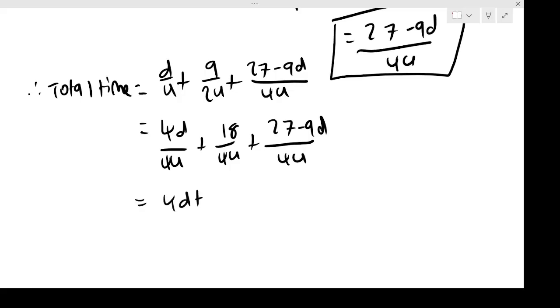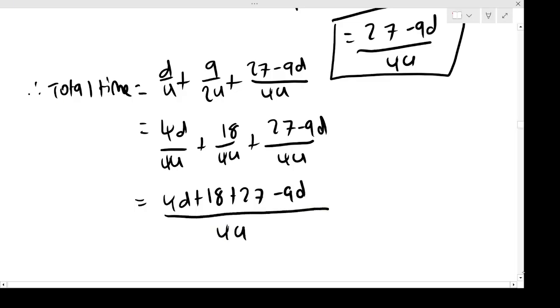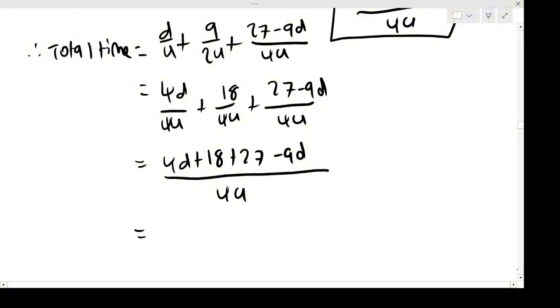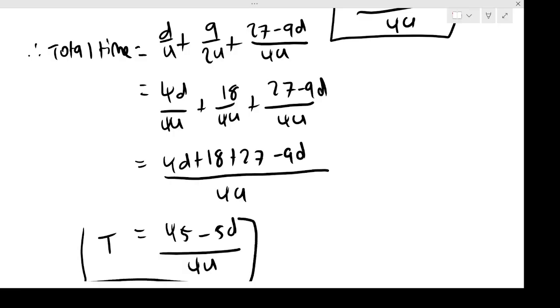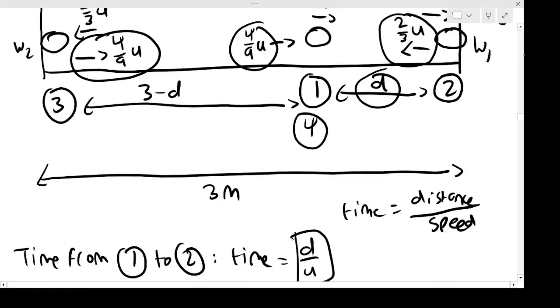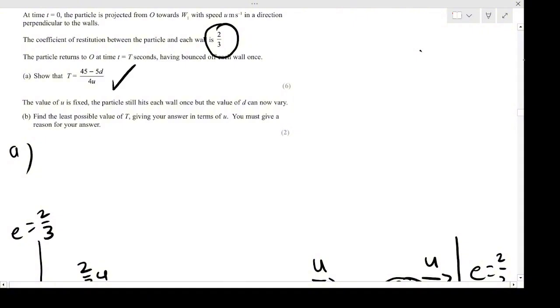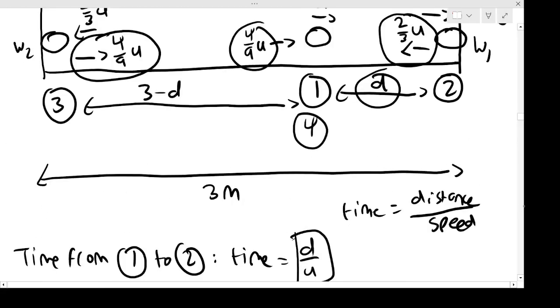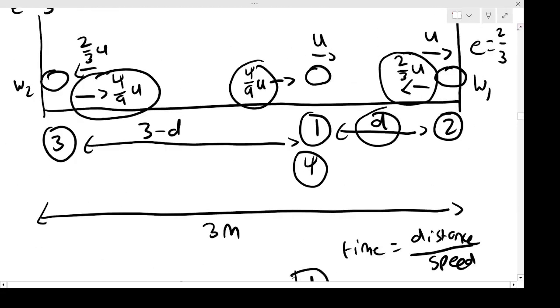Okay, so 4d add 18 plus 27 minus 9d over 4u. And if we simplify that, we get 45 minus 5d over 4u. And actually, if that's the time t, that should be the expression they wanted. Yes, it is. We got it right. So that's the core idea, right? So do a diagram like this. So do all the parts of the journey, label your distances and your speeds, and then you can work out your relevant information quite nicely.